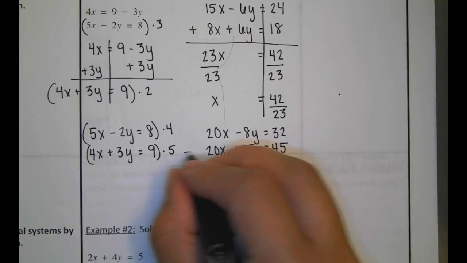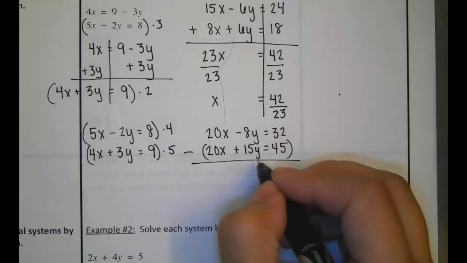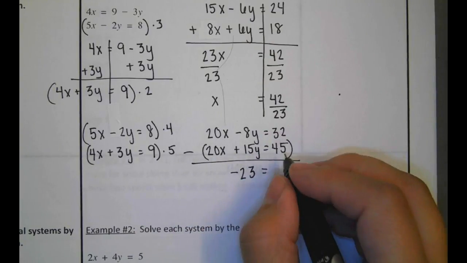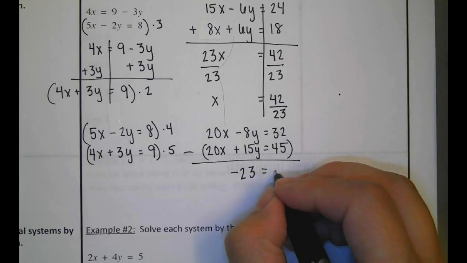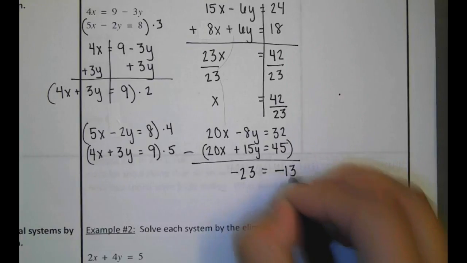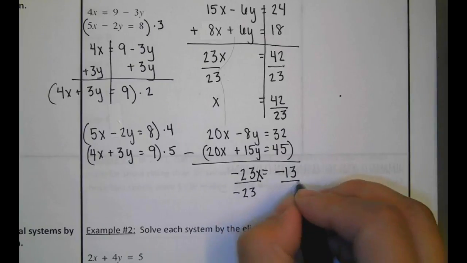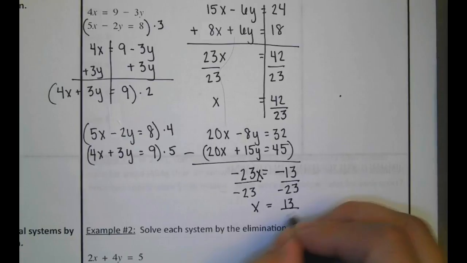I'm going to subtract these because 20x minus 20x is 0. Negative 8y minus 15y is negative 23y. 32 minus 45 is, let me see here, negative 13. Oh, I forgot my y. There we go. Divide both sides by negative 23. y is positive 13 over 23.